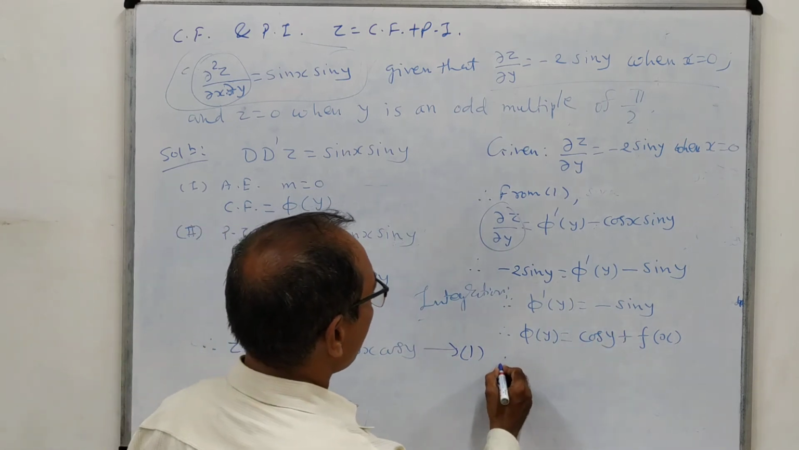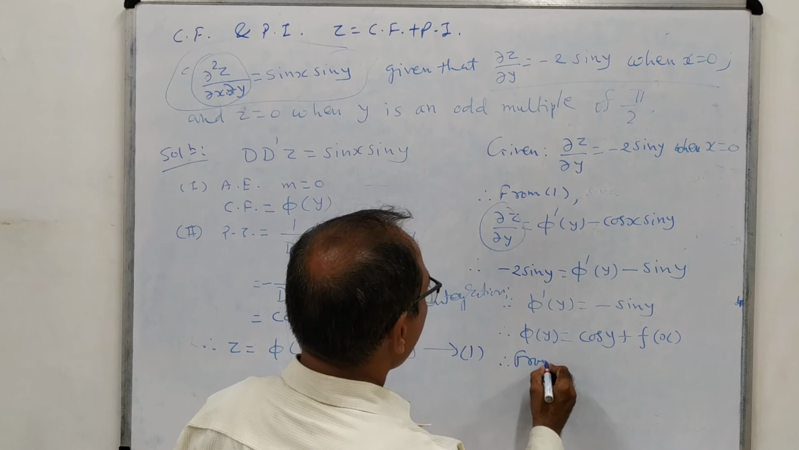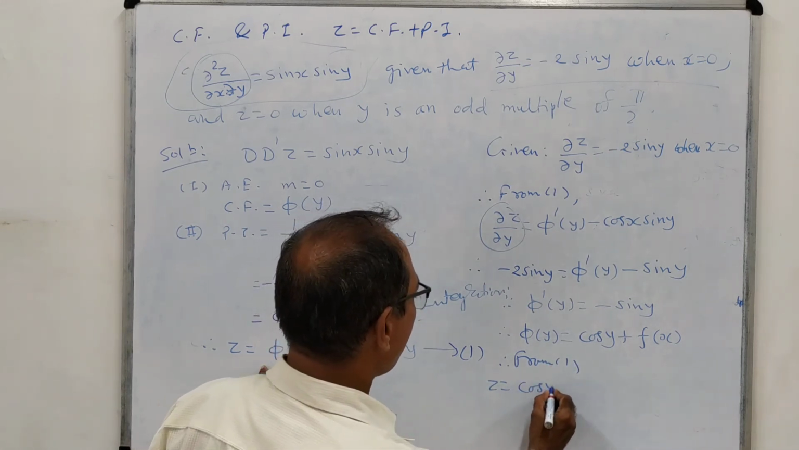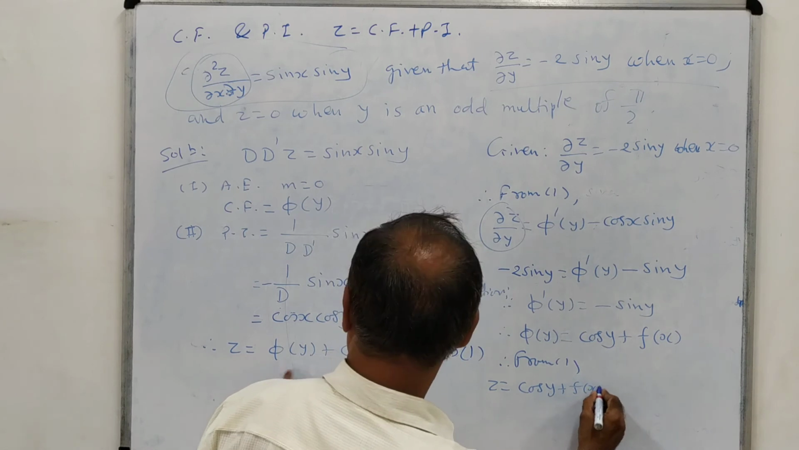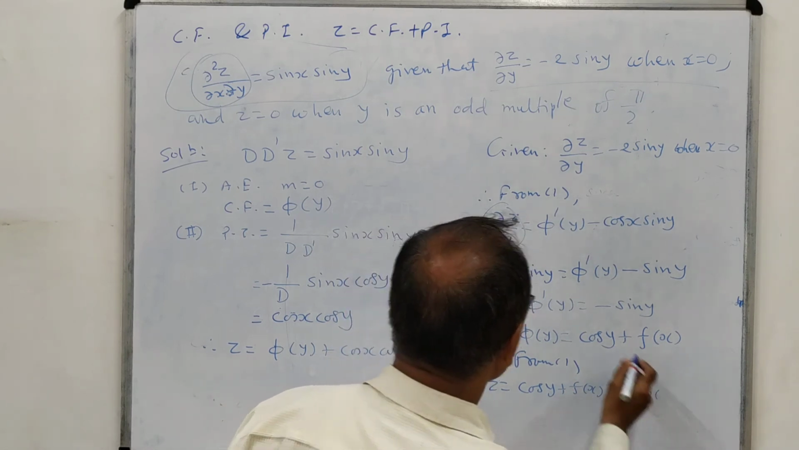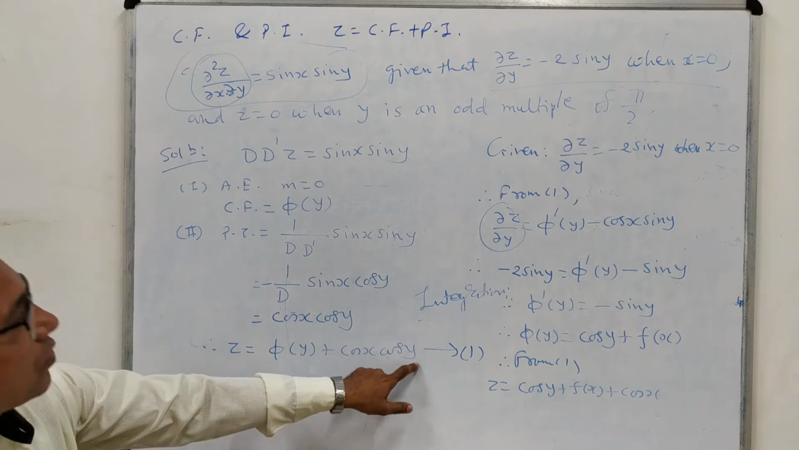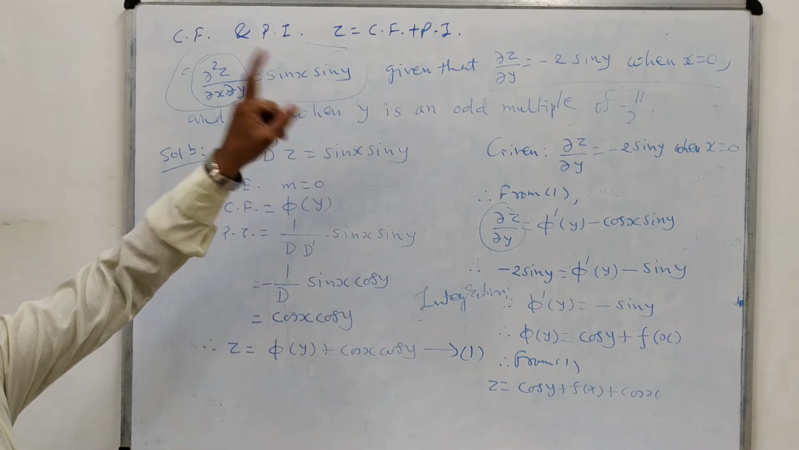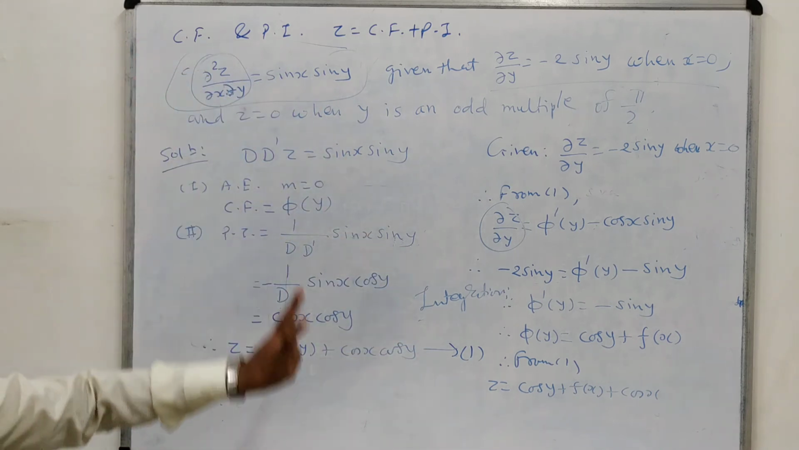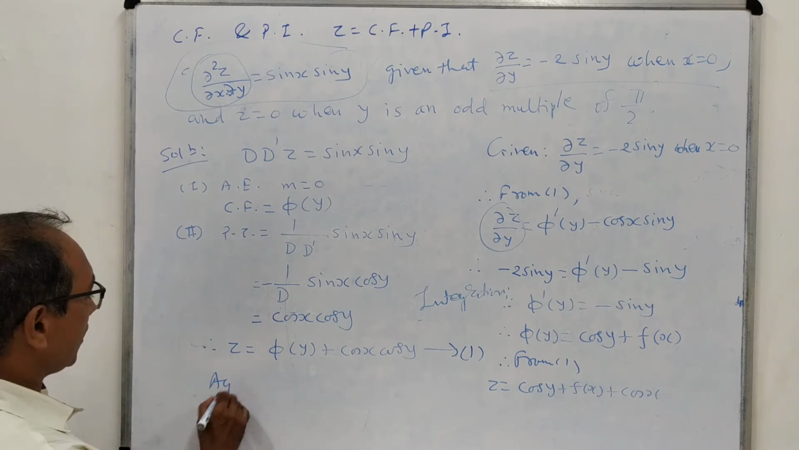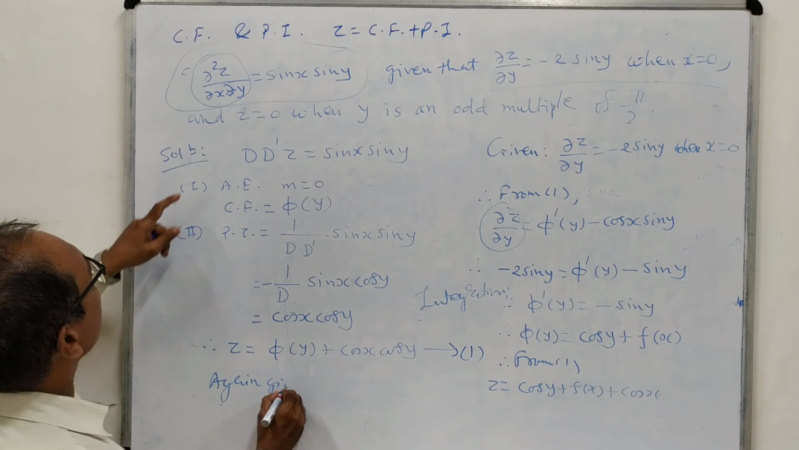And therefore from 1 we will get z equal to phi y. Phi y is now cos y plus f of x plus cos x. So we have substituted the value of phi y in the solution, because we want this solution after implementation of the two conditions. Okay. Now we will apply again the given second condition.